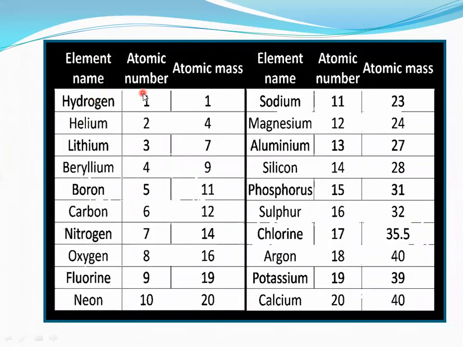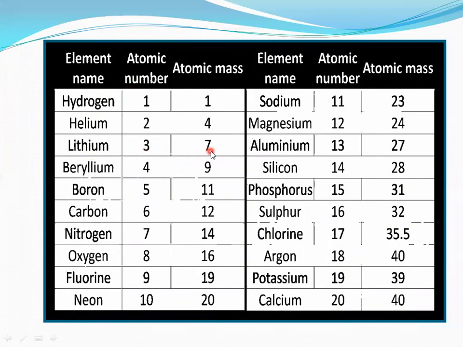Here we presented the first 20 elements, their names, atomic numbers, and mass numbers. Hydrogen, 1 proton, atomic number 1, no neutron, mass number 1. Helium, atomic number 2, means 2 protons, and mass number 4, 2 protons plus 2 neutrons.